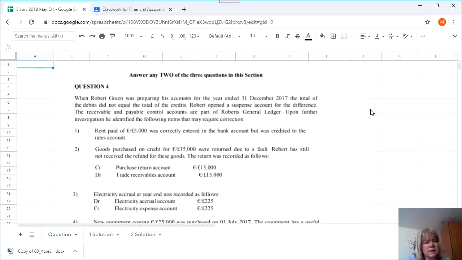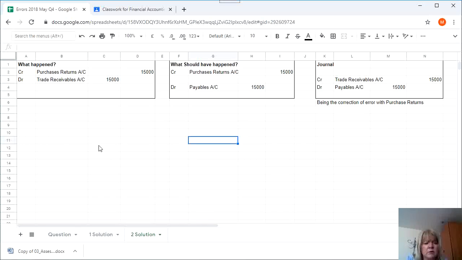Okay, so the next error question, part 2 we should say: goods purchased on credit for 15,000 were returned due to fault. Robert has still not received the refund for these goods. The return was recorded as below: credit the purchase returns account 15,000 and debit the trade receivables account 15,000. So again, if we analyse that and we just look at what happened first of all, we credited the purchase returns account 15,000 and we debited the trade receivables account 15,000.